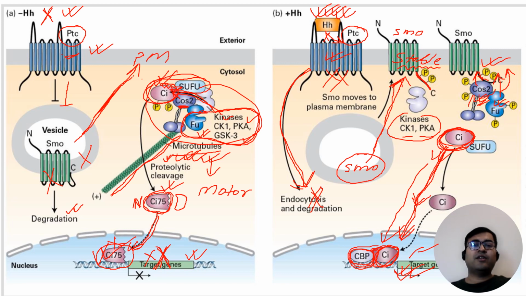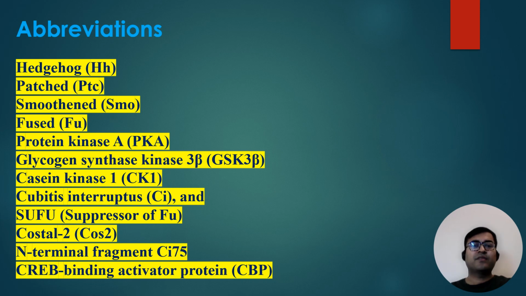Now you might be wondering about the different abbreviations that we have used in this slide. So let us have a look at the details of those. HH stands for Hedgehog, PTC is Patched protein, SMO stands for Smoothened, FU stands for Fused protein, PKA is protein kinase A, GSK3 beta stands for glycogen synthase kinase 3 beta, CK1 stands for casein kinase 1, CI stands for Cubitus interruptus, SUFU stands for Suppressor of Fused, COS2 stands for Costal2.